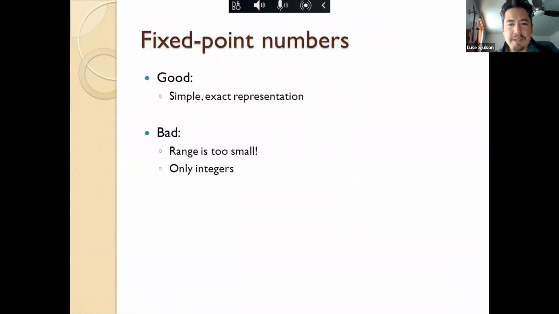Okay, so there's a couple limitations of this. Also, I didn't make any of these slides. I should credit the person who did, but I don't know. Anyway, so these fixed point integer numbers, right? It's simple, it's exact. The range is too small. That's the big problem. And you can't encode numbers that are not integers, like 2.5.